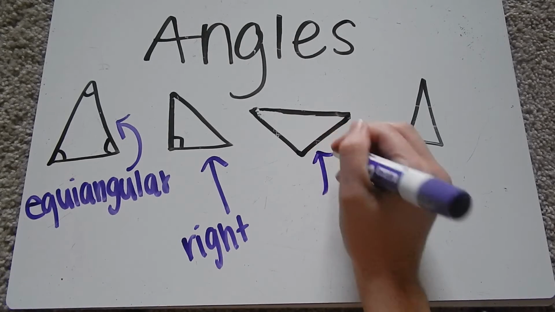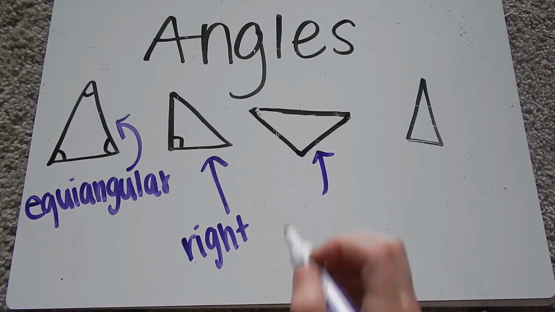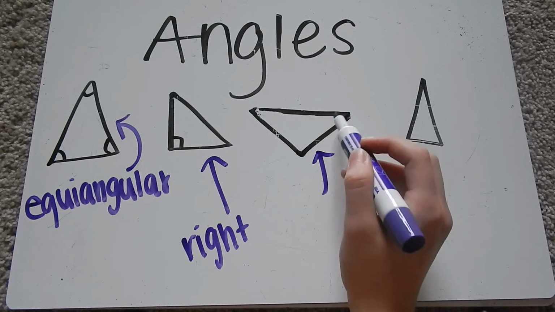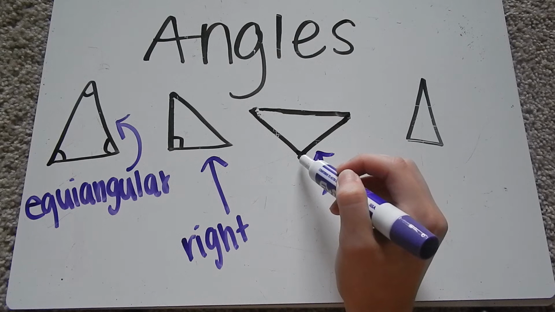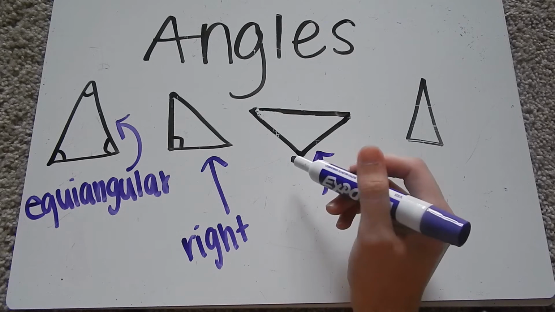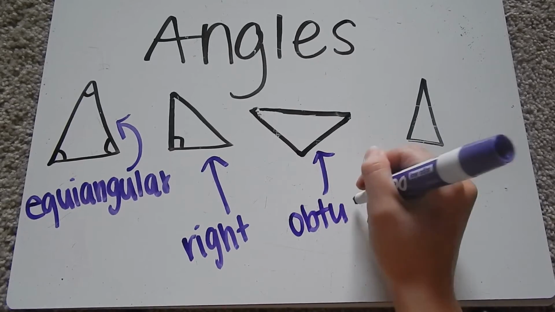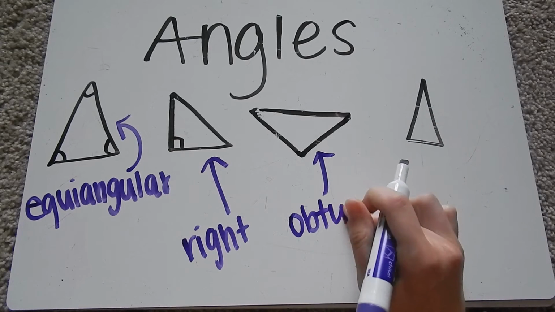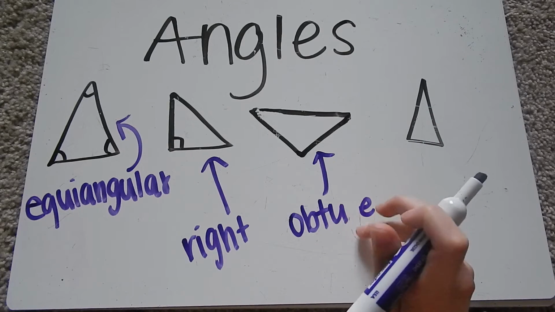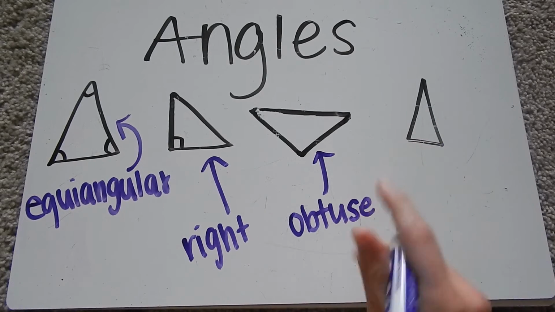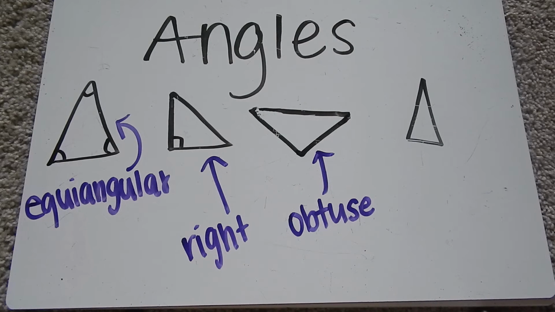Our third triangle here, if you notice, we have a really large angle down here at the bottom of the triangle. Since this angle is bigger than 90 degrees, we call this an obtuse triangle. So when we have one angle greater than 90 degrees, we have an obtuse triangle.